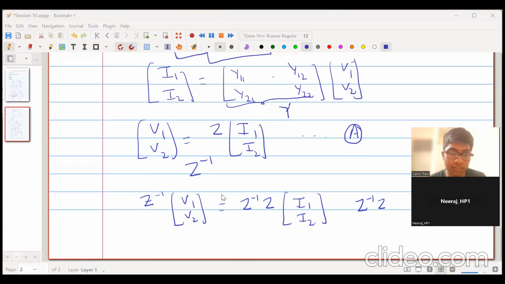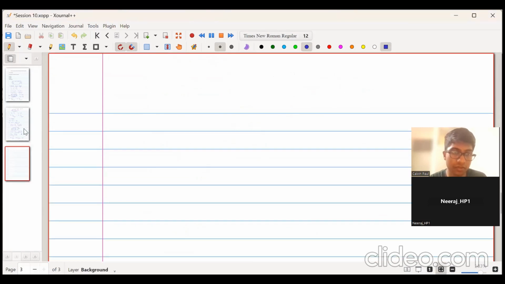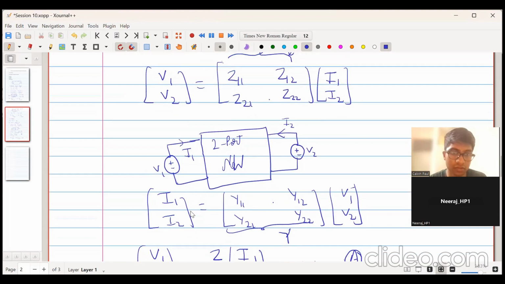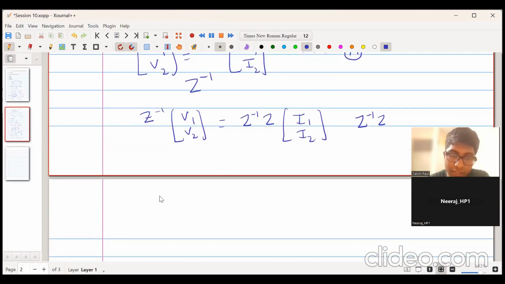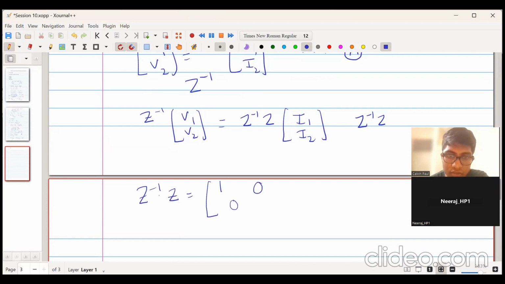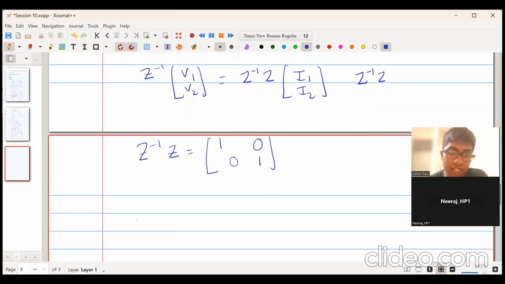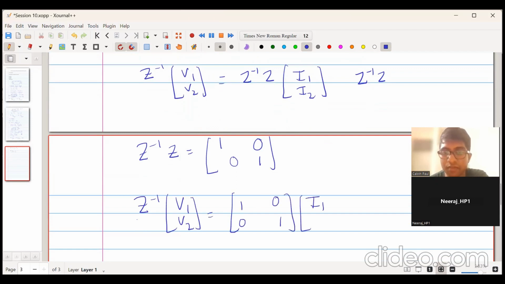So we will go to the next page. So this Z inverse Z is a unity matrix 1, 0, 0, 1. So the left hand side is Z inverse V1, V2. And the right hand side is the unity matrix 1, 0, 0, 1 into I1, I2. So what will be the right hand side?